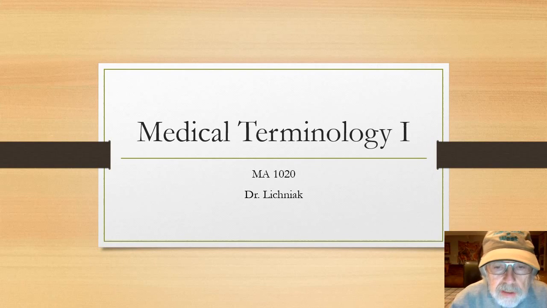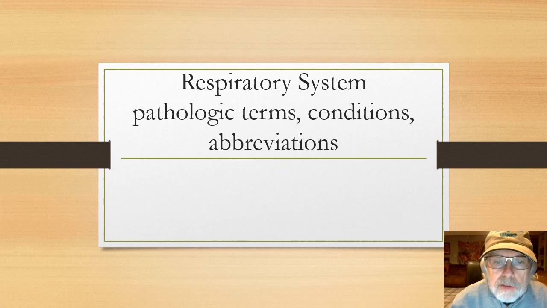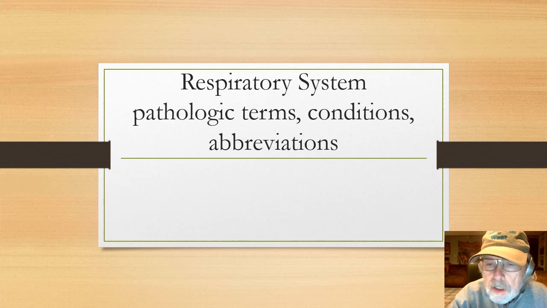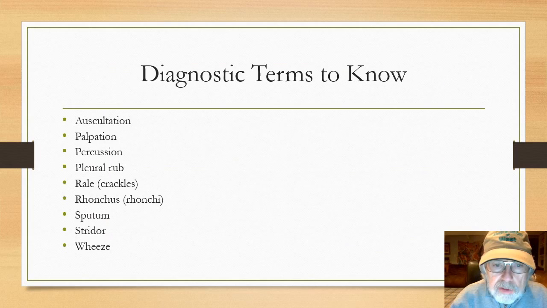Well, here we are again in midterm one, and what we want to do today is talk a little about some pathological terms, as well as some conditions, and maybe a few abbreviations at the very end in regards to the respiratory system. It's going to be a little bit complicated, but it's going to rely upon a lot of the words that we've talked about before. So let's go ahead and get started with that.